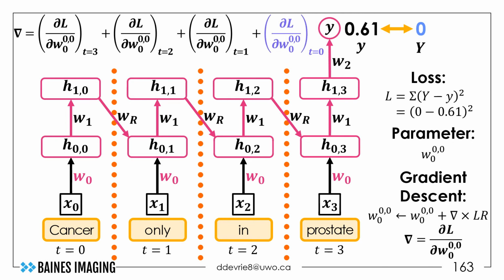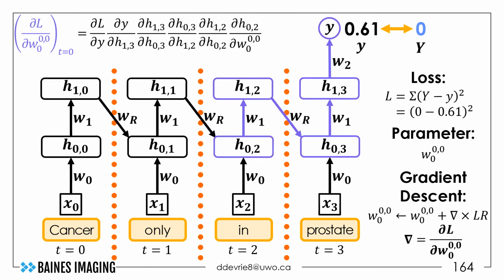Now what we want to do is to look at trying to calculate just one of these time step derivative terms. So we'll look at the t equals 0 term in particular, highlighted in purple. We'll pick up where we left off from the derivative at t equals 2, where we got to that first hidden layer.